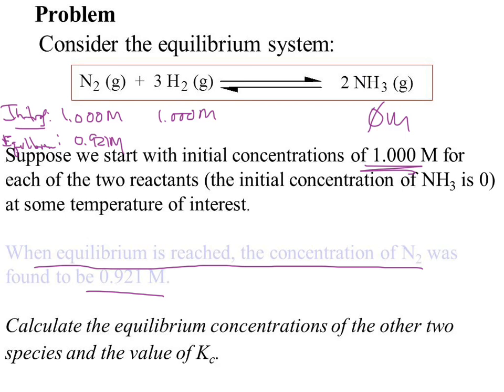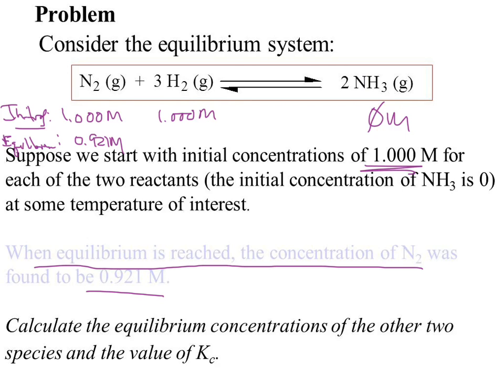The ICE chart, it's I, C, E. I stands for initial, E stands for equilibrium, and C stands for change. Basically, the way an ICE table works is you take the initial, and we got the initial. We apply the change, so initial plus change gives you your equilibrium concentrations.